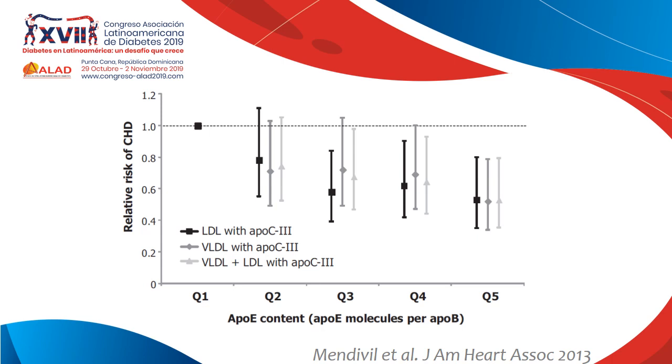So across quintiles of ApoE, and this is ApoE in molecules or in particles that contain ApoC-III, there is less and less cardiovascular risk. So in a way, there is this constant competition, this yin-yang between ApoC-III and ApoE in balancing the risk imparted by ApoB containing lipoproteins.